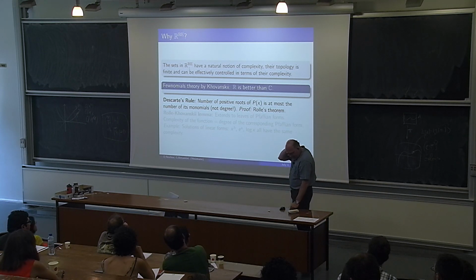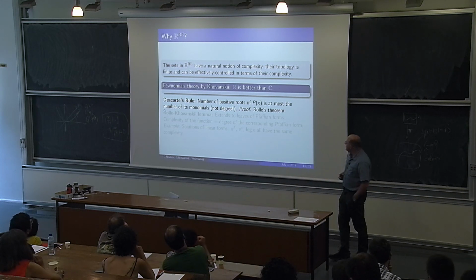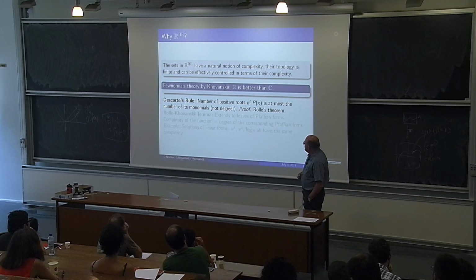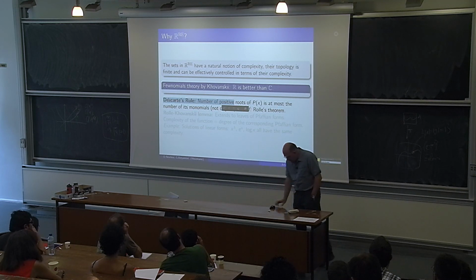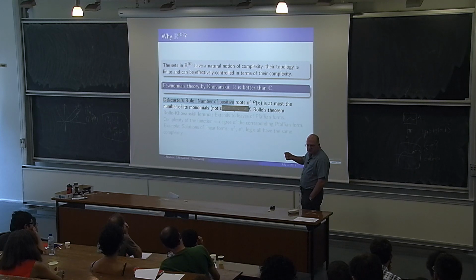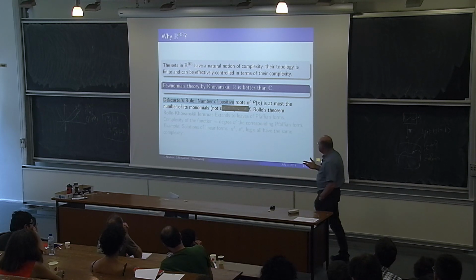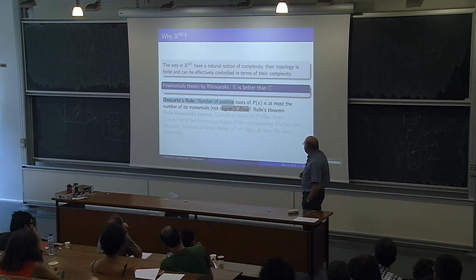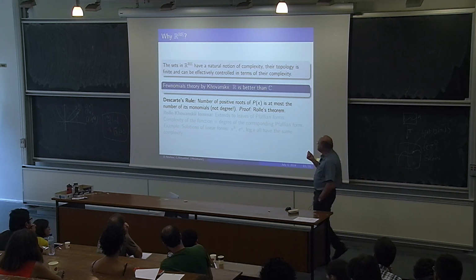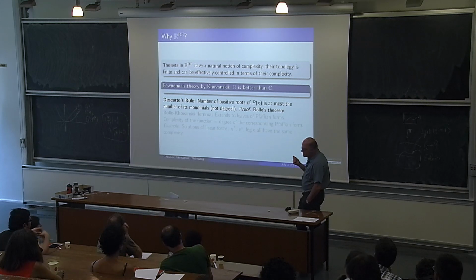So here is the crucial point. The ideology here is that real numbers are much better than complex numbers. Why is it so? Because we have Descartes' rule. If we look at a polynomial in one variable and at the number of positive roots, then the number of positive roots is bounded not by the degree of the polynomial, but just by the number of monomials, or the number of sign changes, not the degree. And you prove it with Rolle's theorem, the high school proof. And Rolle's theorem exists over R and doesn't exist over C. This is the reason why R is better.